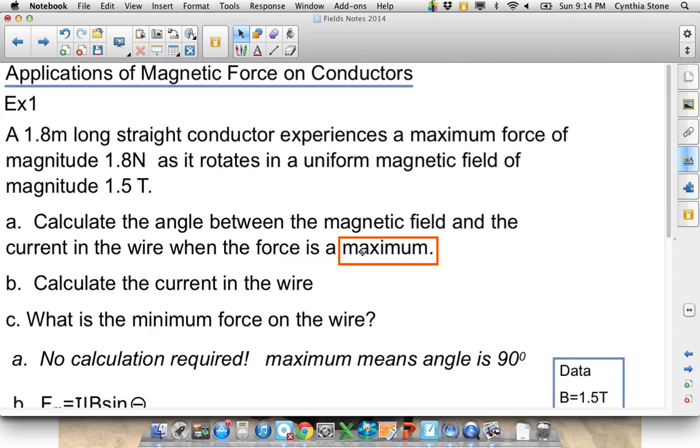You don't need to calculate that. Part A, no calculation required. 90 degrees. Okay? B, calculate the current and minimum force in the wire.